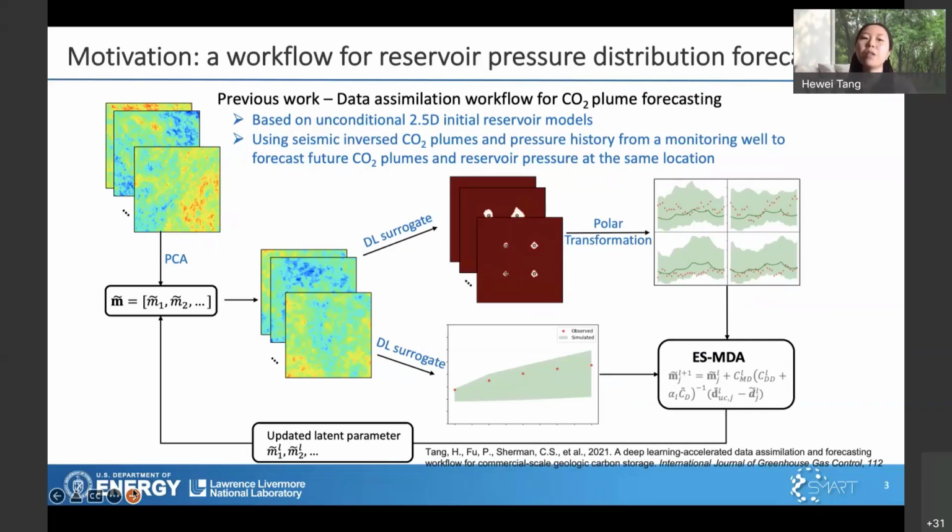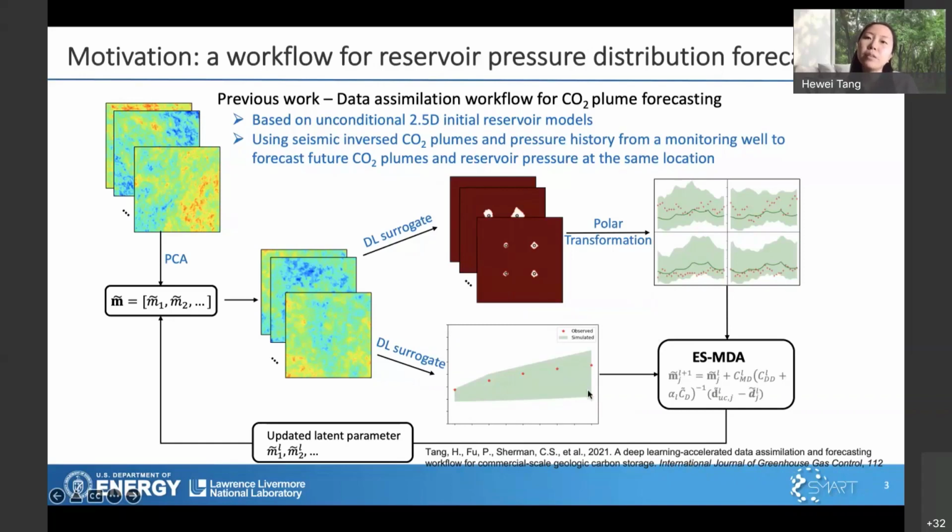For that workflow, we found that we can use unconditional 2.5D reservoir models to history match synthetic data from 3D reservoir simulations. It's a really interesting work, and it was also published last year in the International Journal of Greenhouse Gas Control. So you can find the details of the work here.